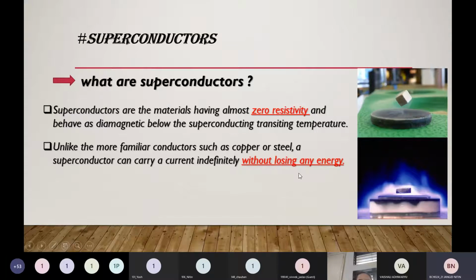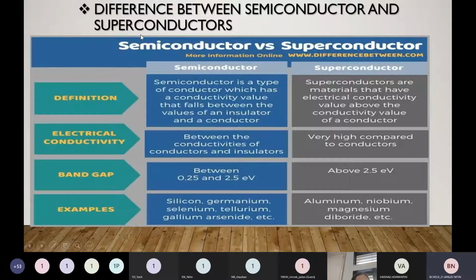This should be noted. Now, how are superconductors and semiconductors different? You might be a little confused about the difference. The conductivity of a semiconductor is between conductors and insulators. Conductivity is the ability of a material to carry electric current. A semiconductor's conductivity is between conductors and insulators, whereas in a superconductor it is very high compared to conductors.